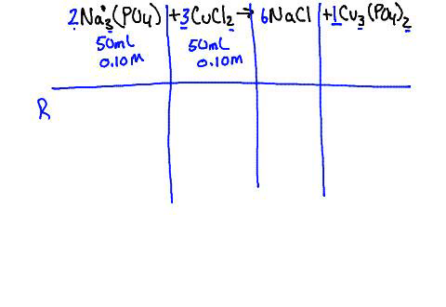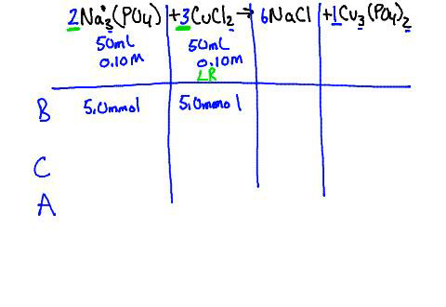Be careful. So B, C, A: before, change, and after. Now, we're going to do M times V equals moles, so 50 times 0.10 is simply 5.0 millimoles. And this is also 5.0 millimoles. You might say, well, we have exactly the same amount of each. That is true, but the problem is they react in different ratios, because we have a 3 here and a 2 here. Which one will you run out of first? We're going to use up the one with the greater coefficient first. So the limiting reactant in this case is the copper chloride.